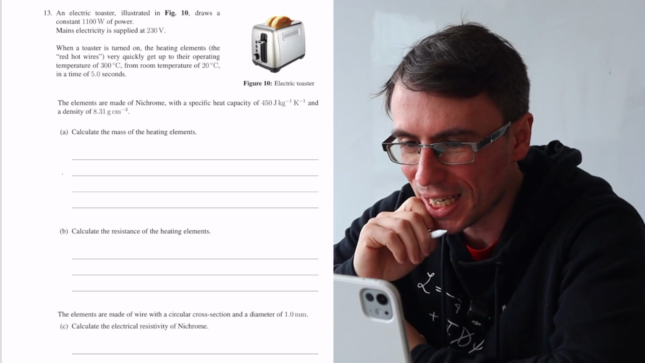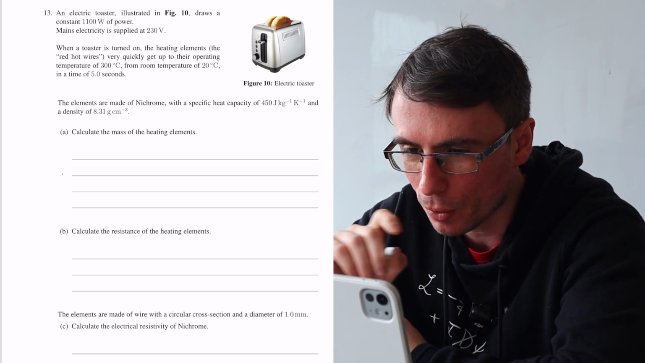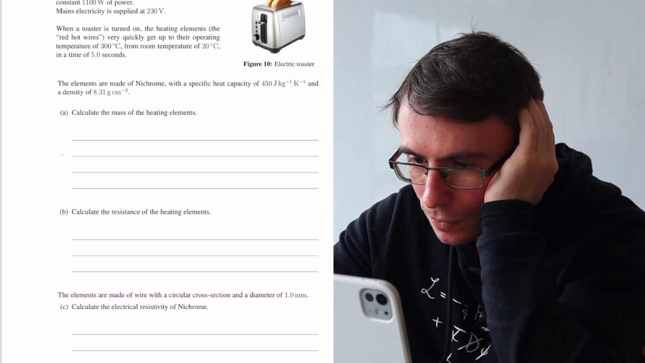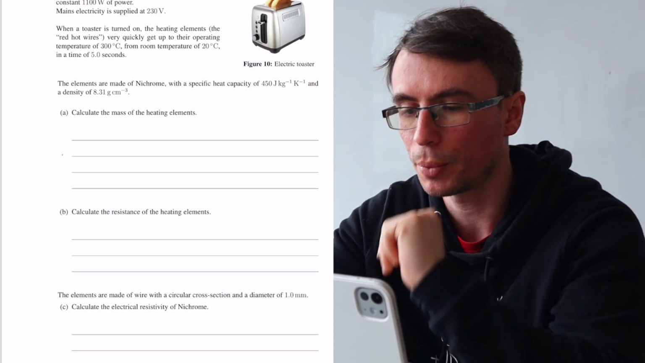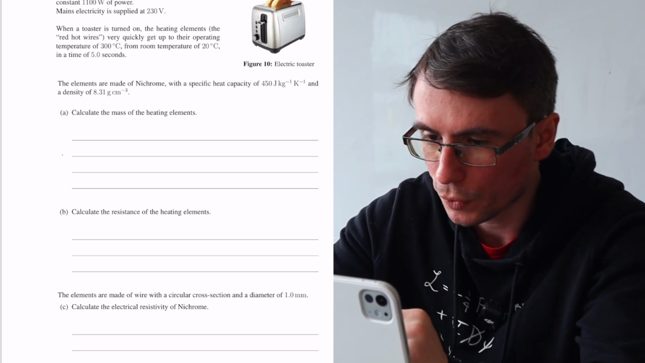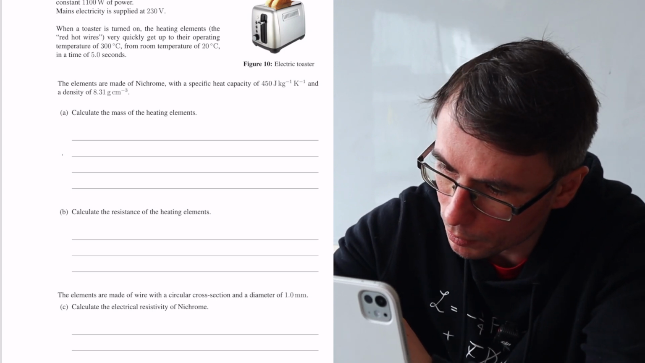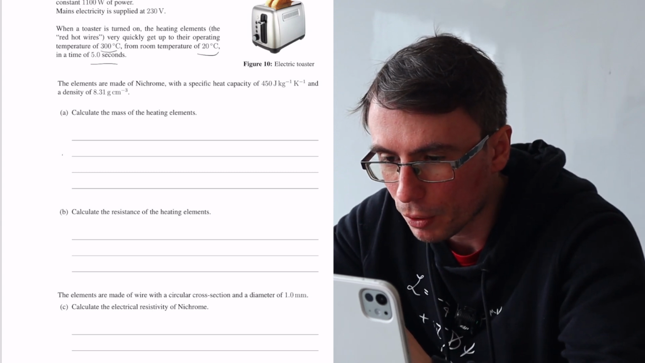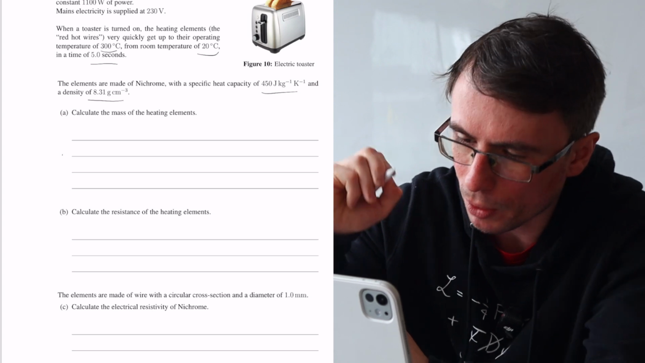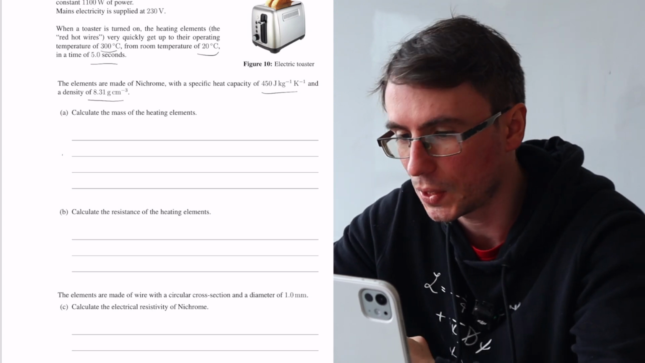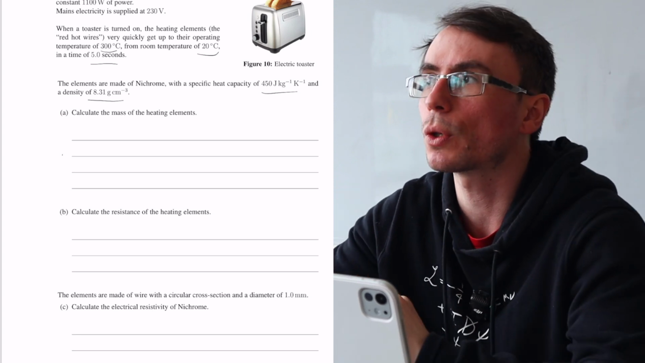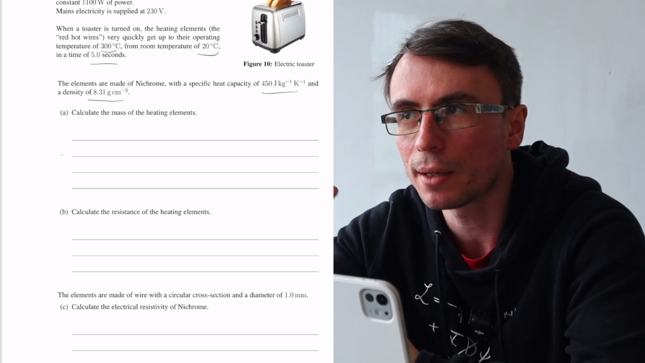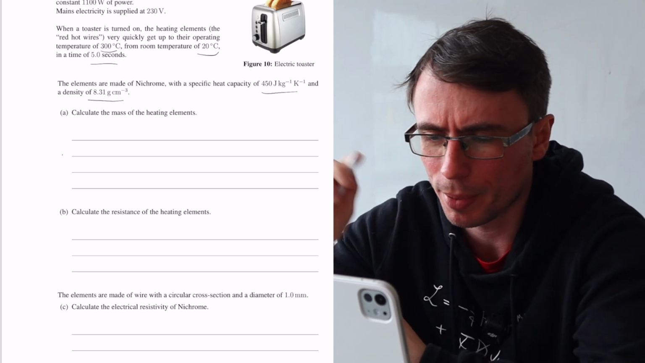Okay, question 13. An electric toaster illustrated in figure 10 draws a constant power of 1100 watts. When the toaster is turned on, the heating elements very quickly get up to their operating temperature of 300 C from room temperature of 20 degrees. So we're given some temperature gradients here in a time of 5 seconds. The elements made of nichrome with a specific heat capacity, etc. Quite a lot of info. We need to calculate the mass of the heating elements. So this here is a classic mixture between electricity and specific heat capacity. If you've not covered specific heat capacity at A-level, the formulas are identical compared to GCSE.